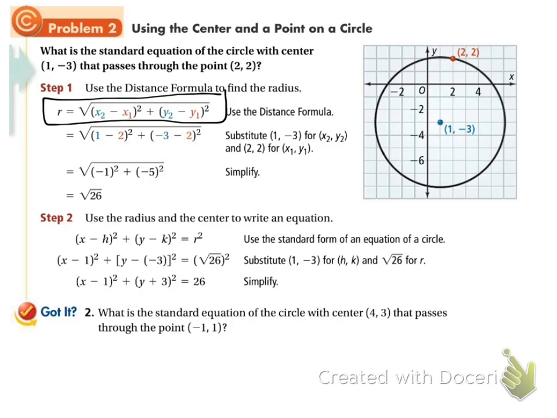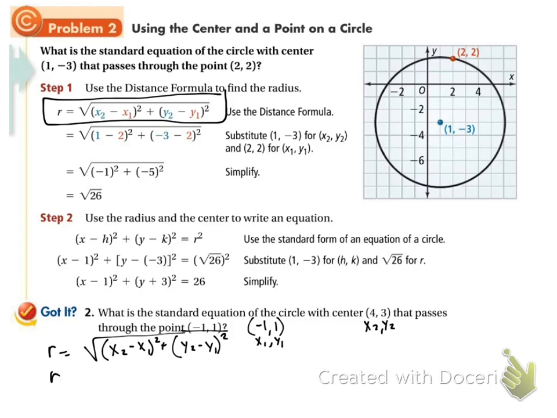So d or r, whatever you want to write, is equal to the square root of (x2 minus x1) squared plus (y2 minus y1) squared. I'm going to call this point, negative 1, 1, my x1 and my y1. And I'll call my center my x2 and my y2.